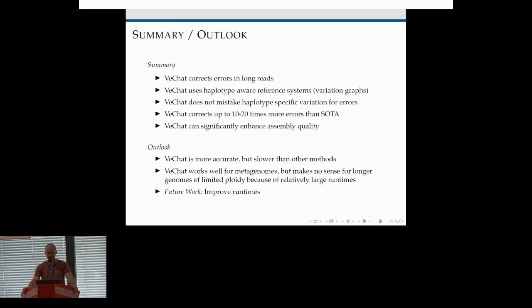Conclusion and outlook: VeChat corrects errors in long reads, uses haplotype-aware reference systems, and does not mistake haplotype variation for errors. Actually, the take-home message is that the other methods correct the errors just as well as we do, but we do not introduce new errors, and the others do, because they mistake the true variation for errors and clear it out and thereby introduce new errors. We are the only ones not to do that.